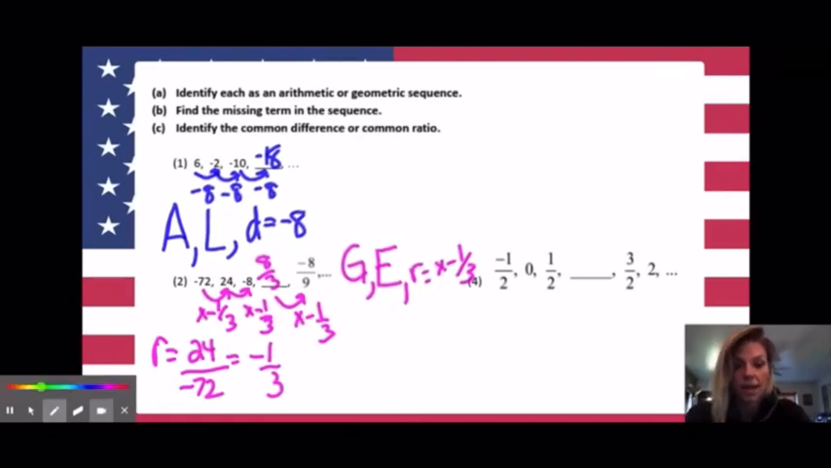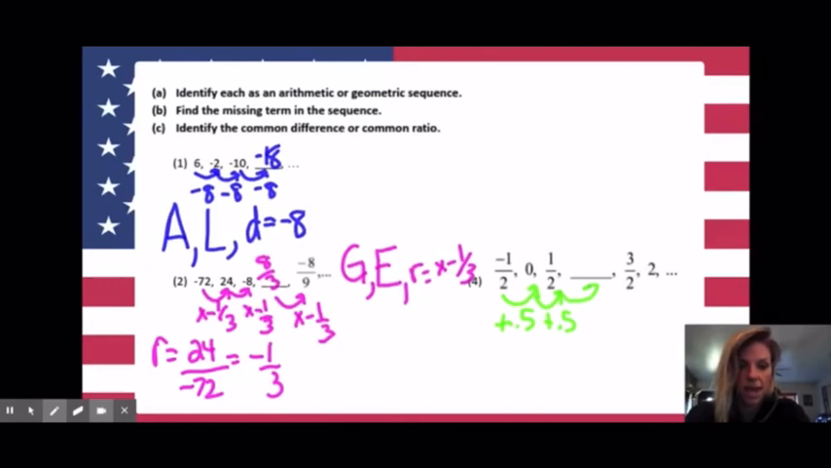From negative 1/2 to 0. So again, I'm going to first check to see if it's arithmetic. So what could you add? If you're at negative 0.5 to get to 0, you would add 0.5 or 1/2. Just use the decimal. Is 0 plus 0.5 a half? It is. Let's see if our pattern continues.